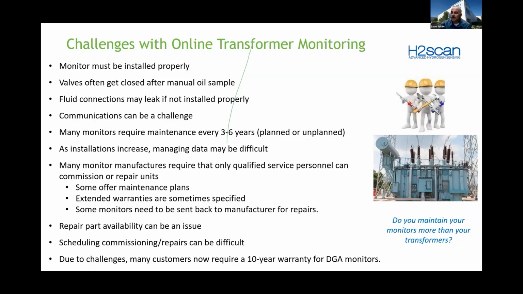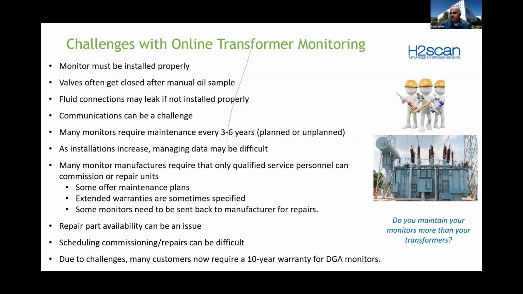Again, I talked earlier about the valves getting closed after manual oil samples. You want to make sure, of course, that your folks are trained when they see an online monitor to make sure that valve remains open after the oil sample was taken. Fluid connections may not be installed properly. Again, you've got to have the right valves and follow the right procedures for that particular monitor.